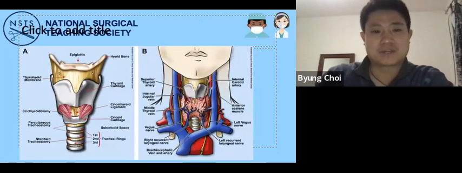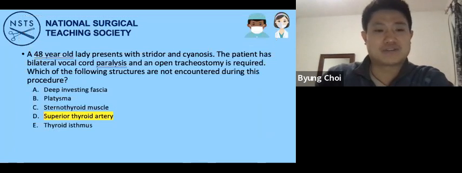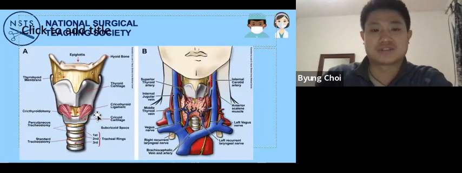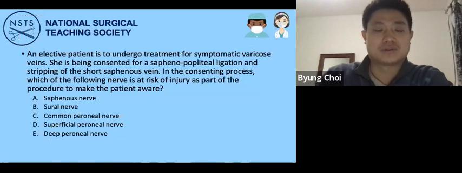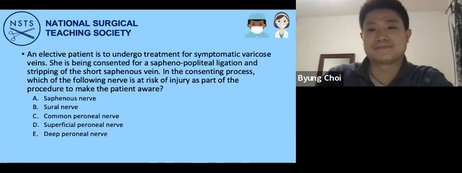So for this type of question, superior thyroid, or if the question asks the same for inferior thyroid arteries, just remember those thyroid arteries are usually more lateral coming through, and so you're able to stay clear of those on your incision.